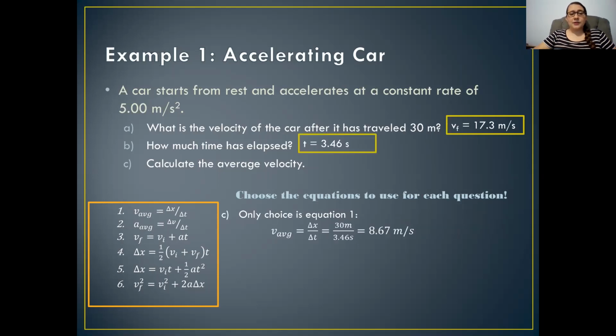Okay, part C, calculate the average velocity. The only choice for this is equation 1. That's the only equation already written out for us that has average velocity in it. So our change in position is 30 meters. Our change in time is 3.46 seconds. Right, we're assuming that the stopwatch starts at 0 and not at something else because we would have been given that information. So that means our time interval is 3.46 seconds. And that gives us an average velocity of 8.67 meters per second.